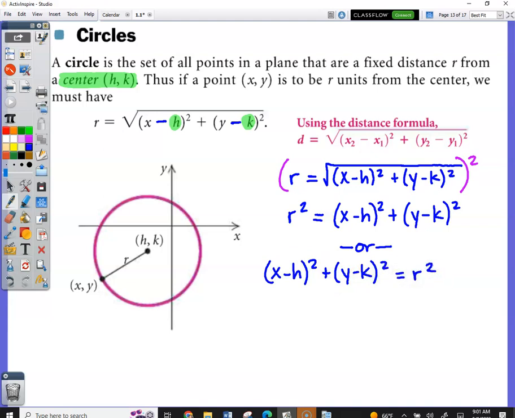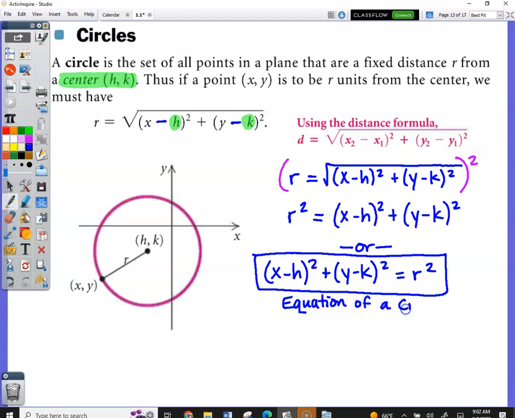Now, this is the one I want you to box in. I feel like I'm in a fighter jet when I say that. Box it in. And I want you to write, this is the equation of a circle.